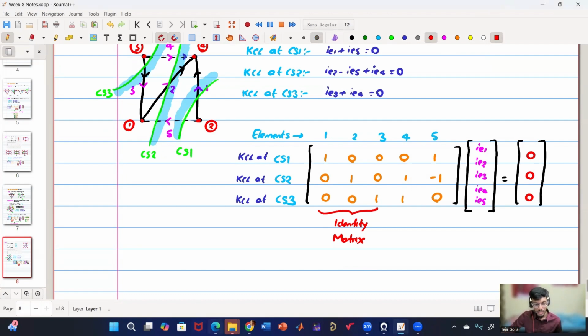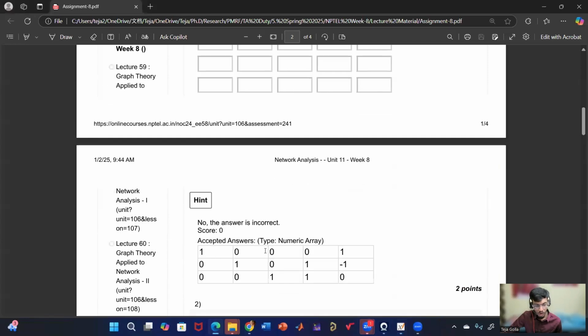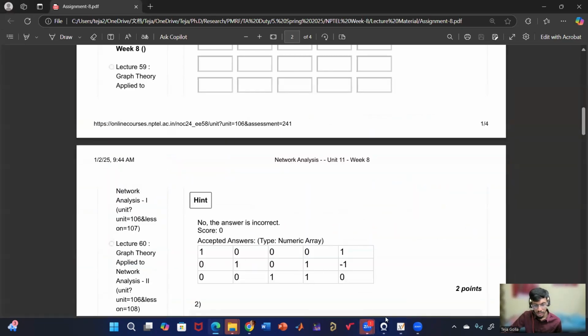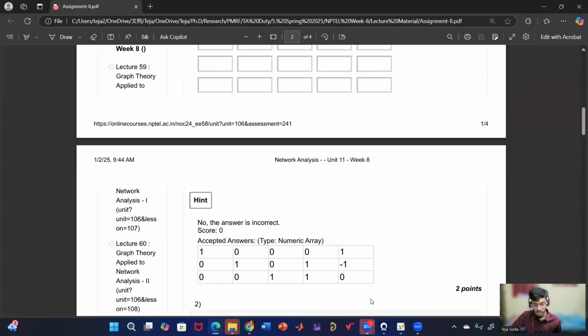Yes. So let us check the answer. So we got 1 0 0 1. And then we got 0 1 0 1 minus 1. And then we have 0 0 1 1 0.